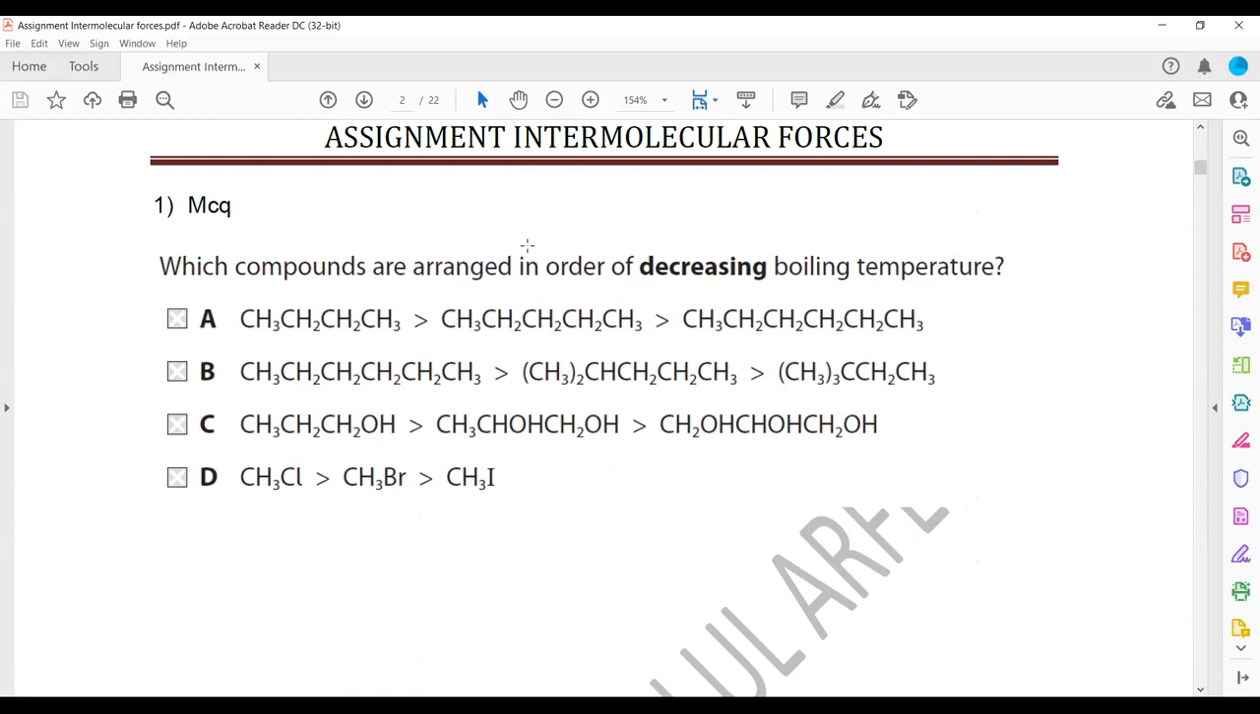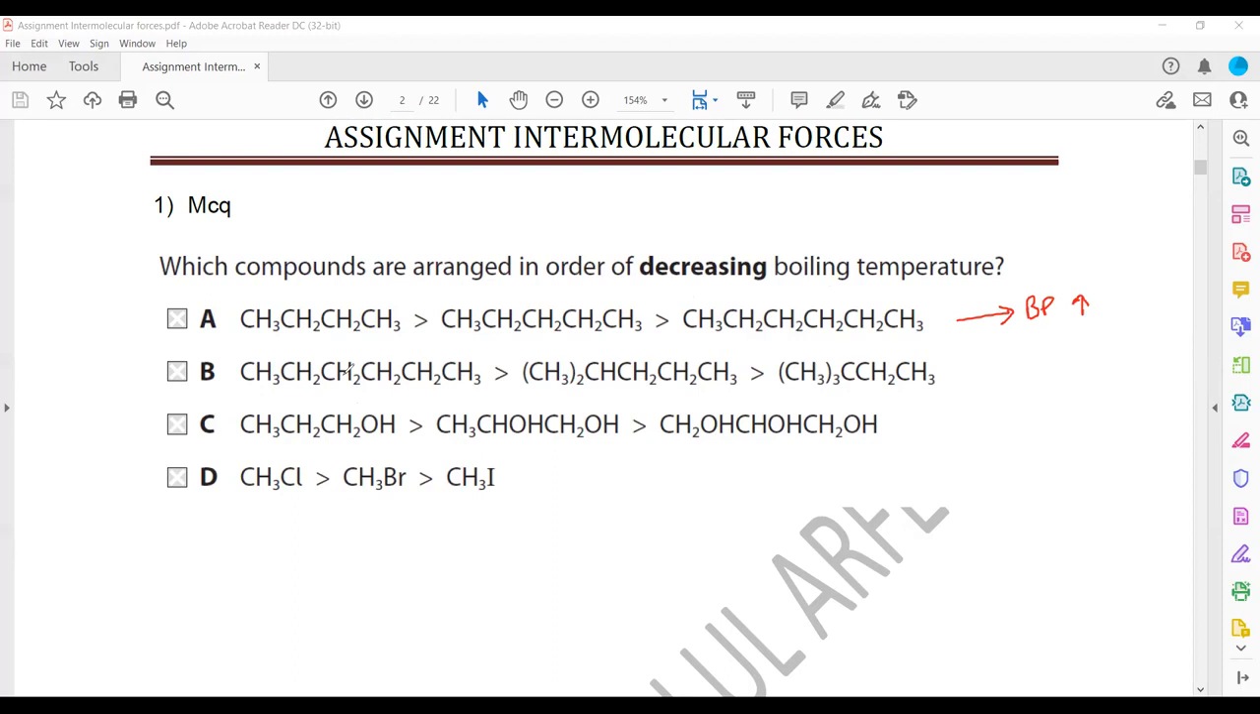Which compounds are arranged in order of decreasing boiling point? So the boiling point should decrease. As we know, straight chain hydrocarbons will have a high boiling point compared to branched ones. So when we check the options, first we have 4 carbon atoms, then 5, then 6. What happens as the number of carbon atoms increases? The boiling point will increase.